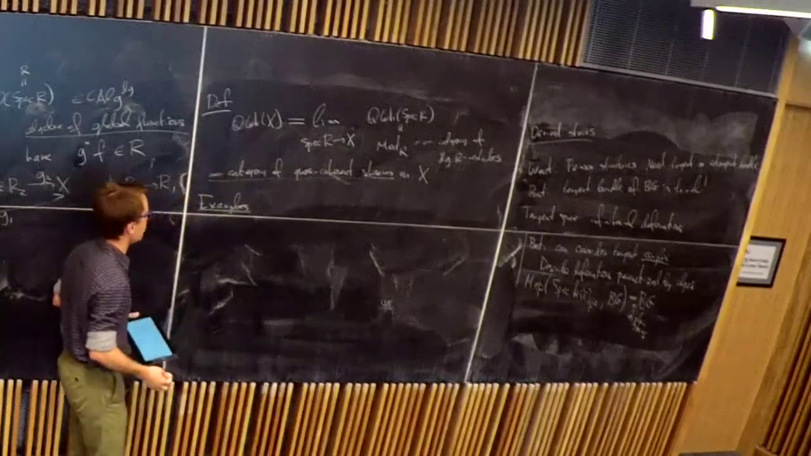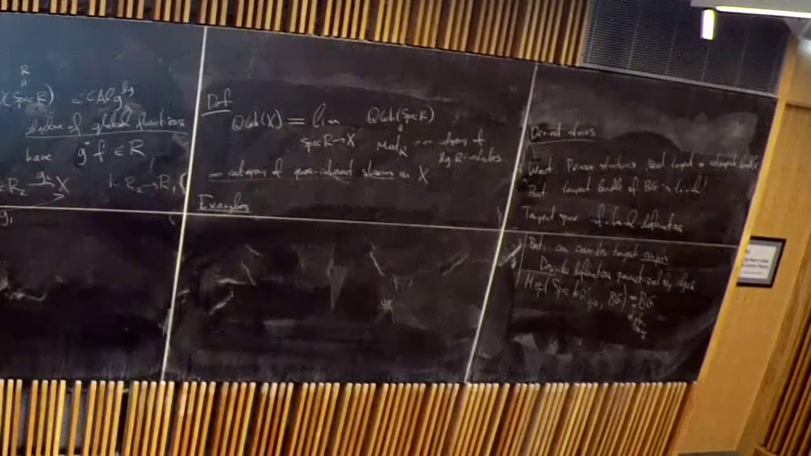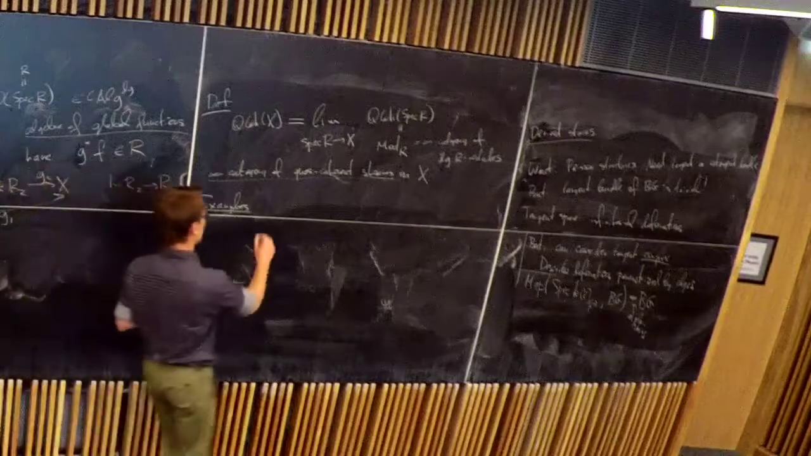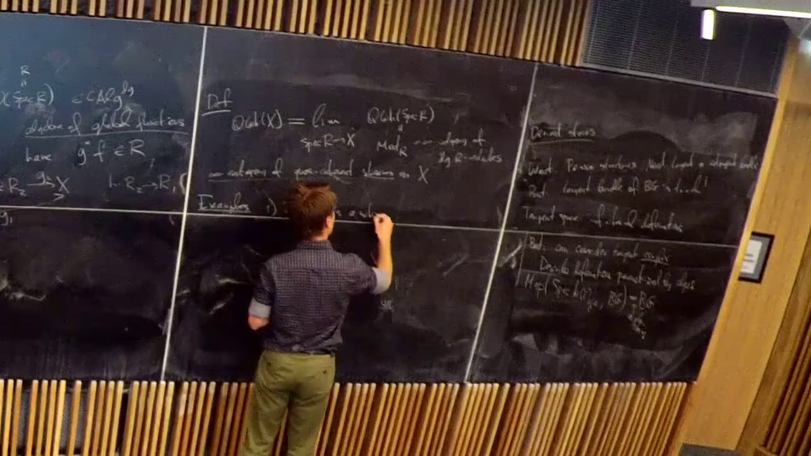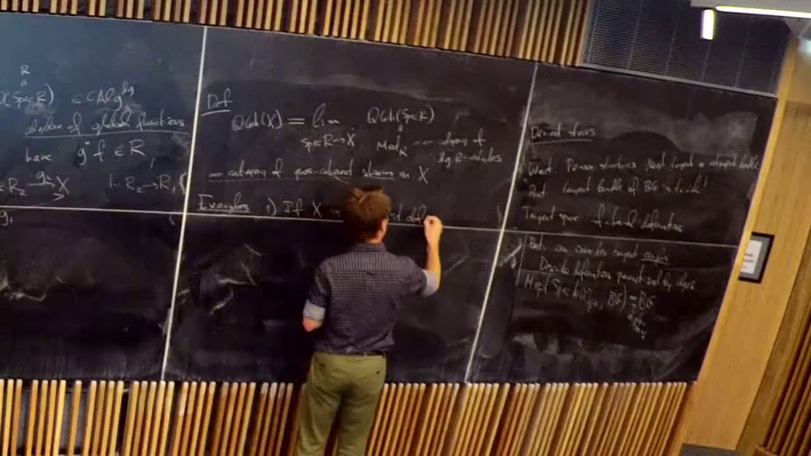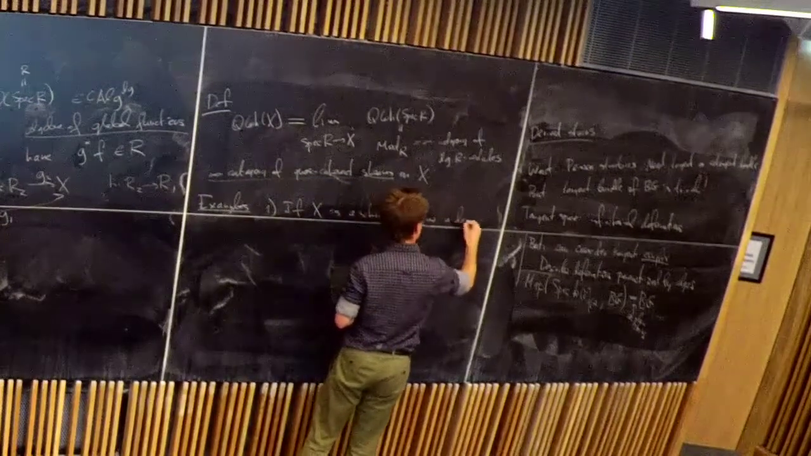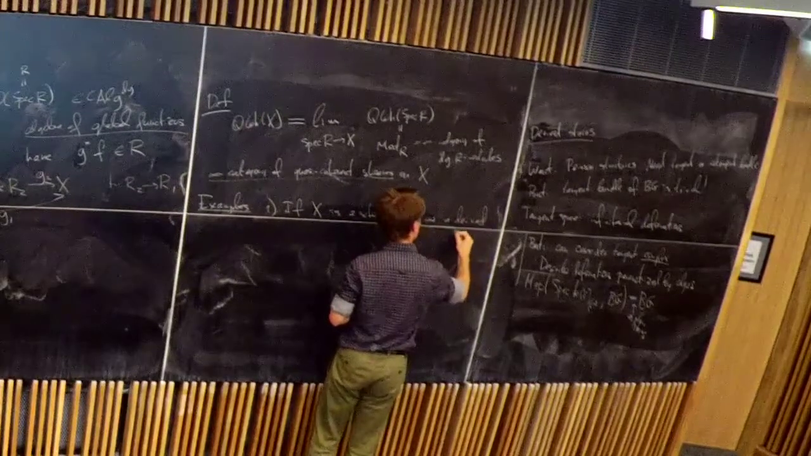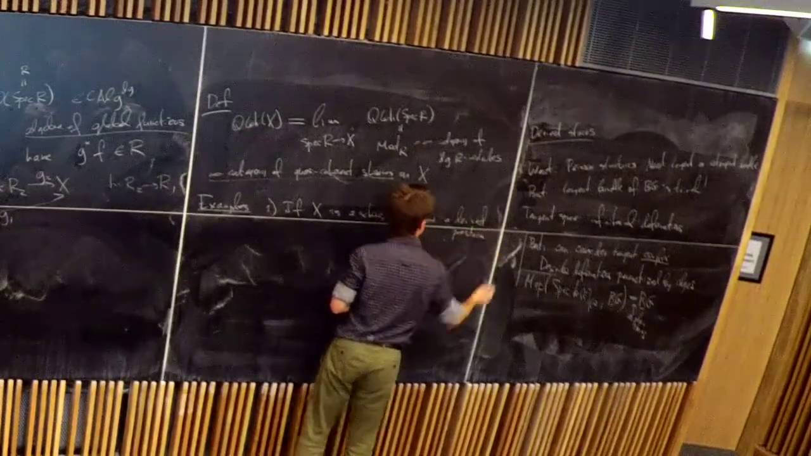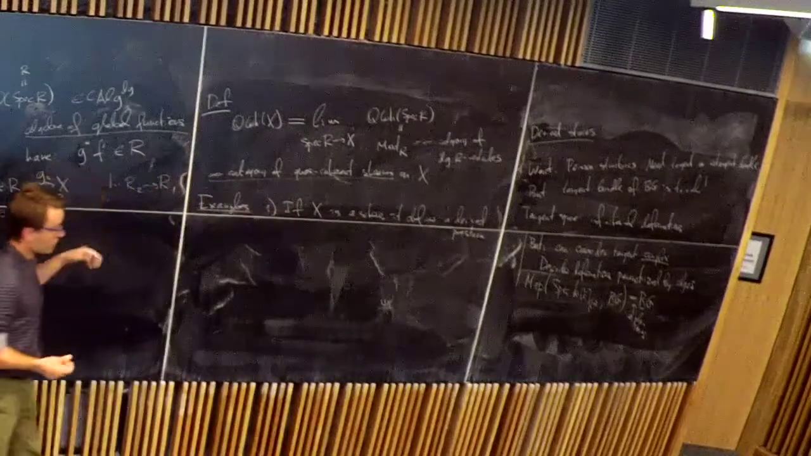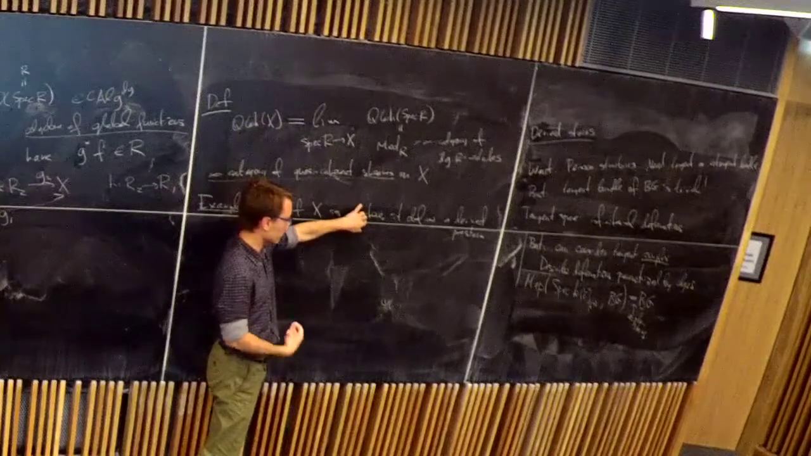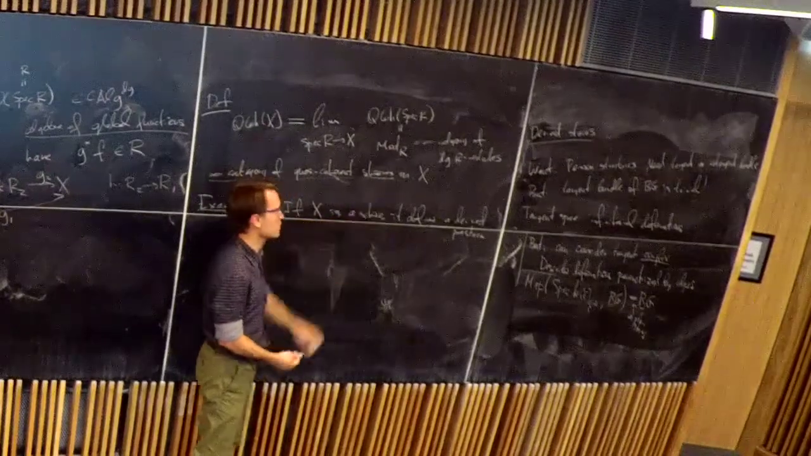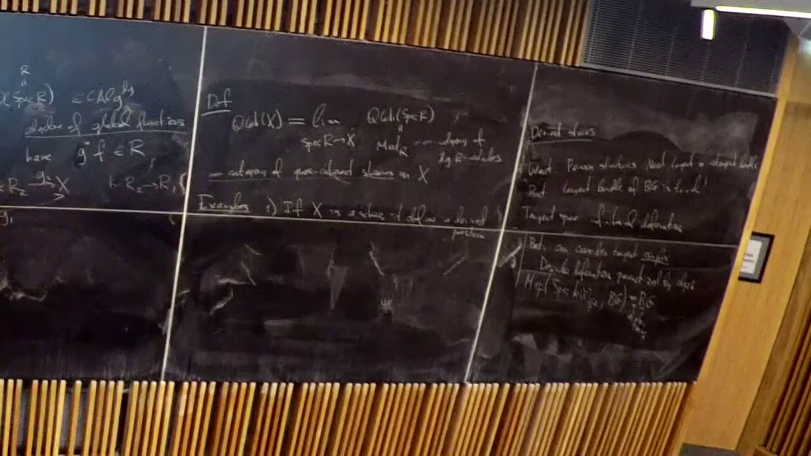Okay, so first of all, let me say the following. If X is a scheme, it defines a derived free stack. A priori, this functor for a scheme is only defined for ordinary operators, not for DG operators. But there is some abstract way of doing that.